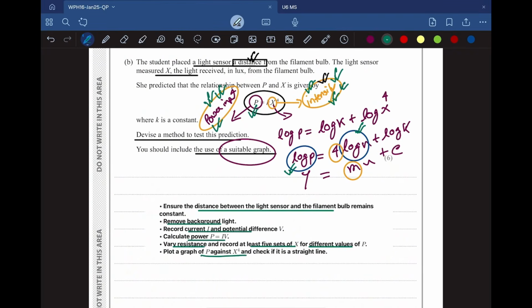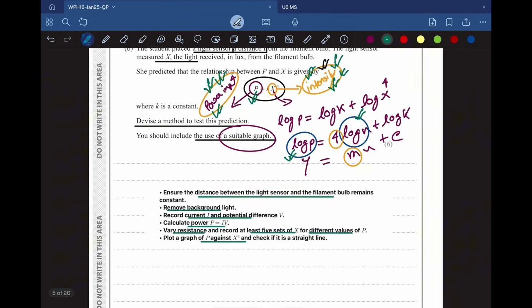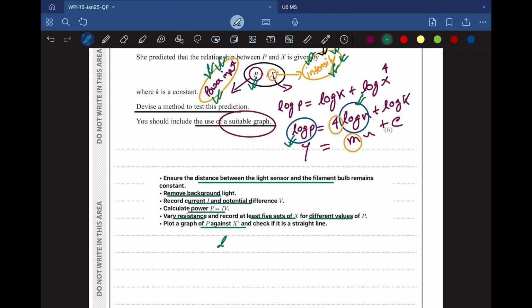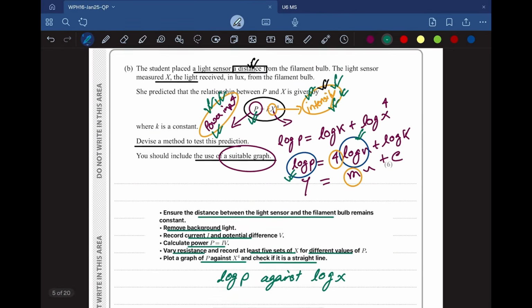Rather than p against x to the power of 4, you can write that we will plot a graph of log p against log x to check if it is a straight line. It will be okay as well. So make sure you are doing it like that.